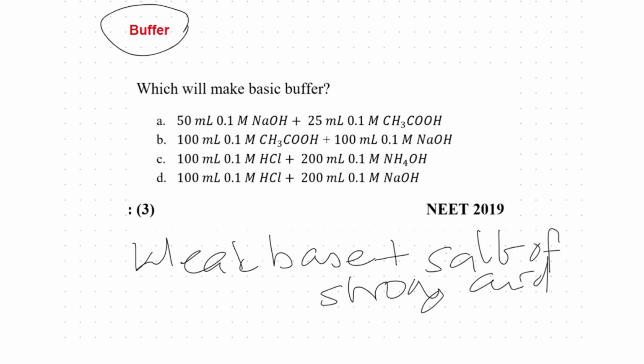Look at this question, look at the options. First you locate which options are having this combination, weak base and salt of a strong acid. Okay. Option A, NaOH is a strong base, so ruled out. Option B, again NaOH strong base, weak acid, ruled out. Option C, weak base, strong acid. Option D, again strong acid, strong base. So option C is the correct answer. No need to do any calculation.